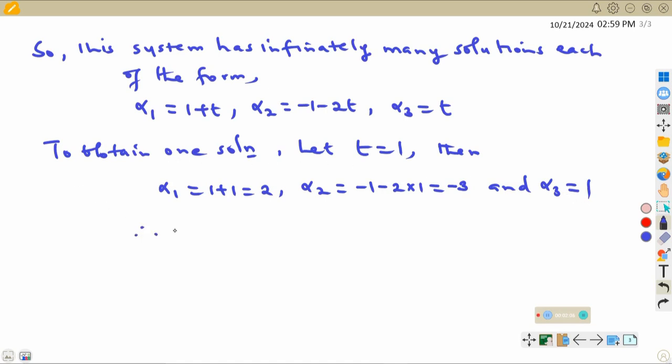So this will clearly imply that W can be written as 2 into 1, 2, 3, minus 3 into 0, 1, 2, plus 1 into negative 1, 0, and 1. So these were the vectors that we had.